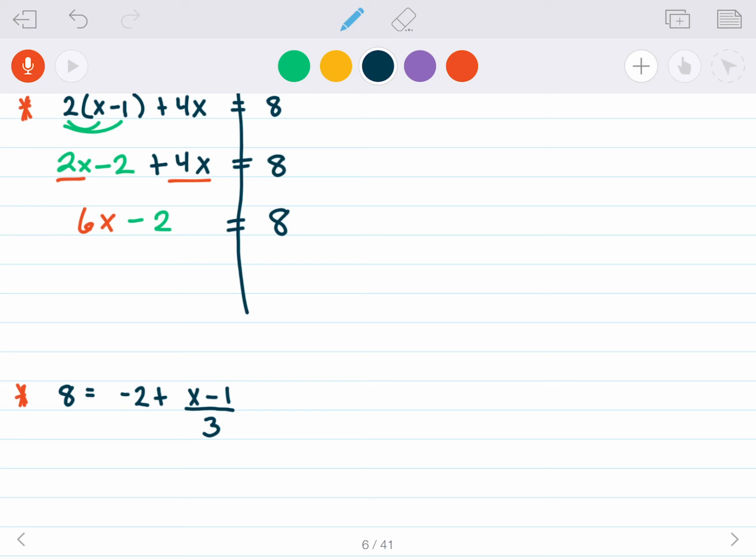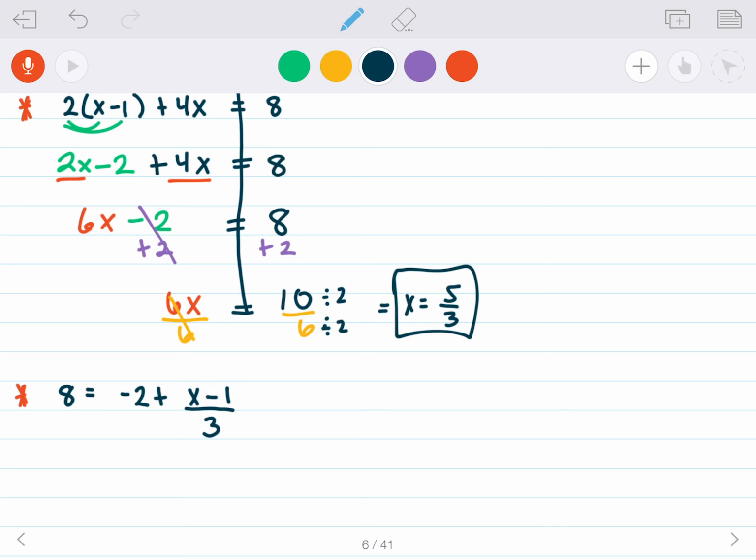That's the whole goal. How do I do that? Well, I need to first get rid of subtraction by 2 by adding 2 to both sides. So that goes away, and I'm left with 6 times x on the left, and on the right I'm left with 8 plus 2 is 10. Finally, I'll divide both sides by 6 to get x alone, and I can simplify by 2. So 10 divided by 6 simplified by 2: 10 divided by 2 is 5, 6 divided by 2 is 3. So x is equal to 5 over 3, and that is my answer.